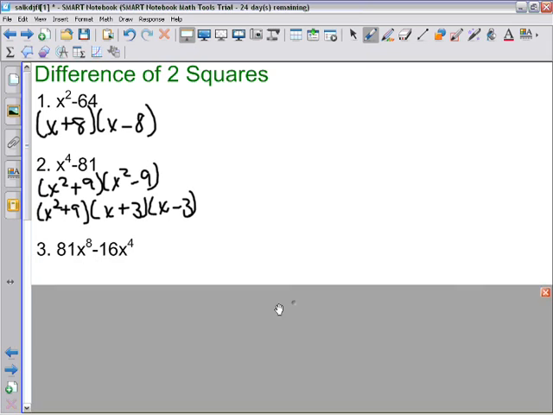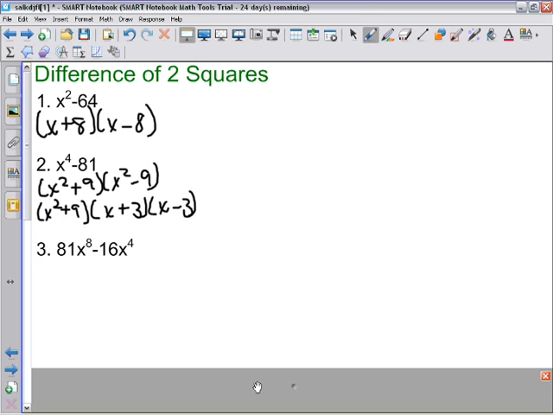Let's look at the last example, 81x to the 8th minus 16x to the 4th. These two terms have a common factor of x to the 4th. So you have to factor that out, and you get x to the 4th times the quantity 81x to the 4th minus 16.